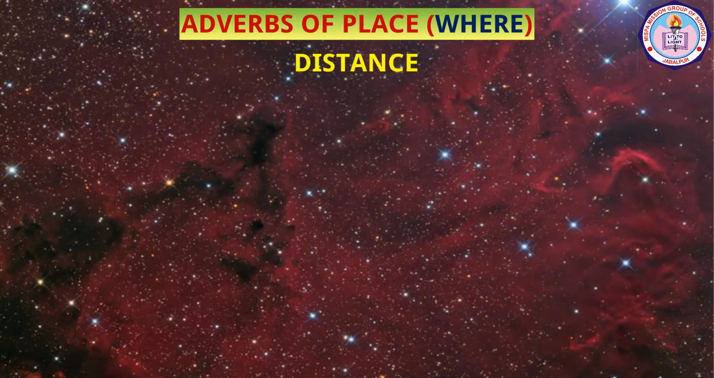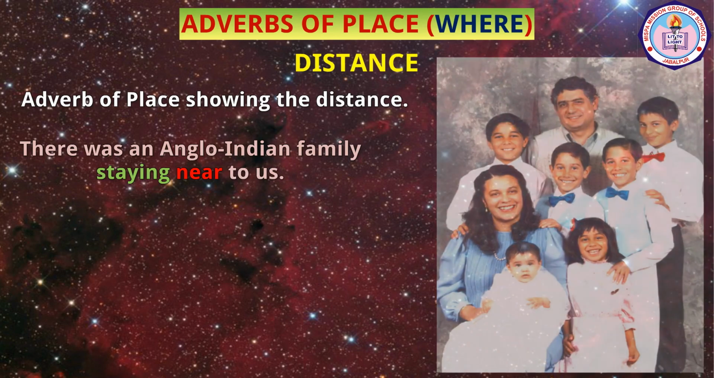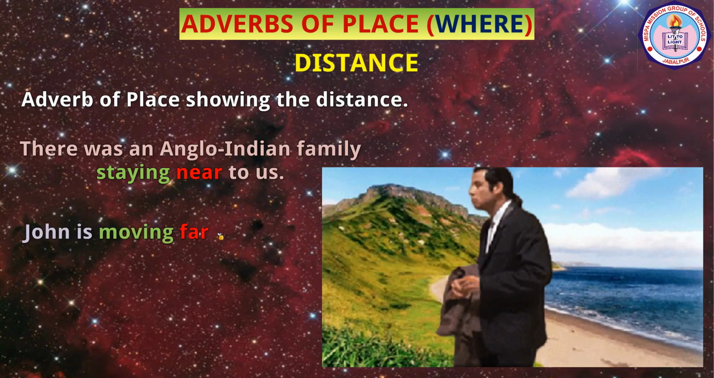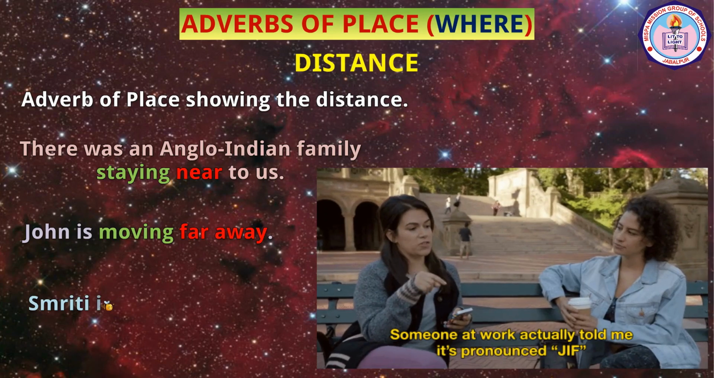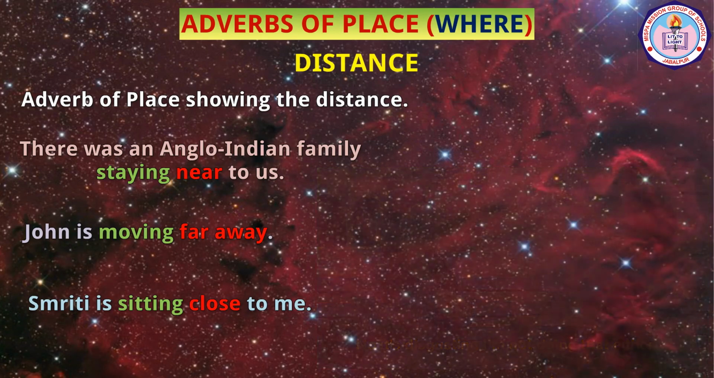Distance. Let us see some examples of the adverbs of place showing distance. There was an Anglo-Indian family staying near to us. John is moving far away. Smriti is sitting close to me. In these sentences, the adverbs near, far away, and close show the distance and they modify the verbs staying, moving, and sitting respectively.